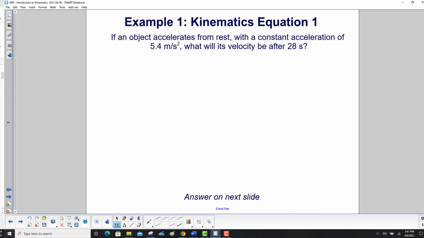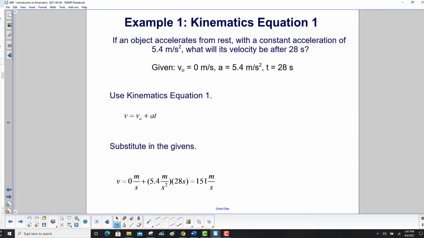Example 1. If an object accelerates from rest with a constant acceleration of 5.4 meters per second squared, what will its velocity be after 28 seconds? We write down our givens, and here's a code word. From rest means your initial velocity is 0 meters per second. Your acceleration is 5.4 meters per second squared, and the elapsed time is here. So, Kinematics Equation 1, we don't have to do any rearrangement at all.